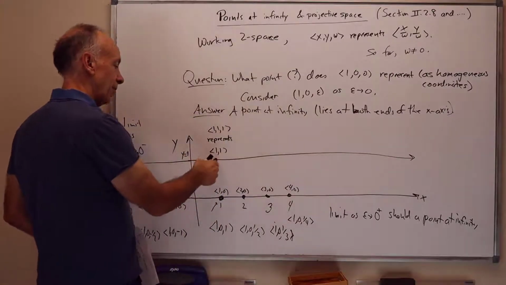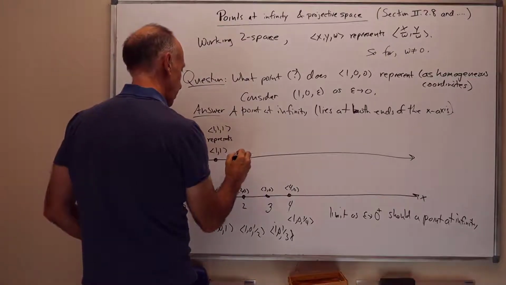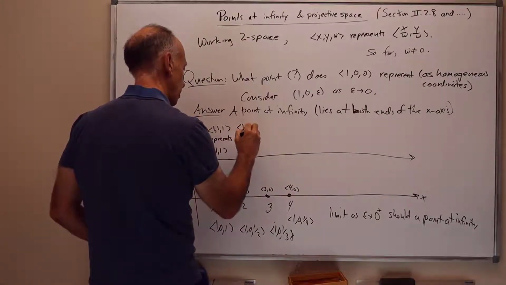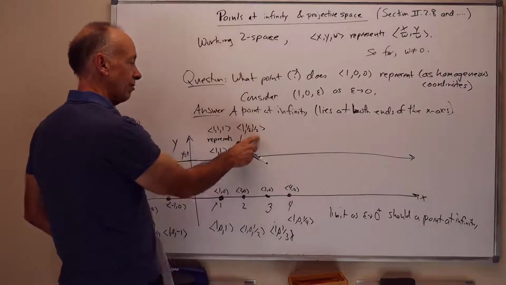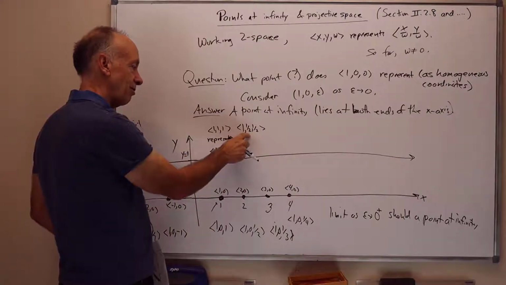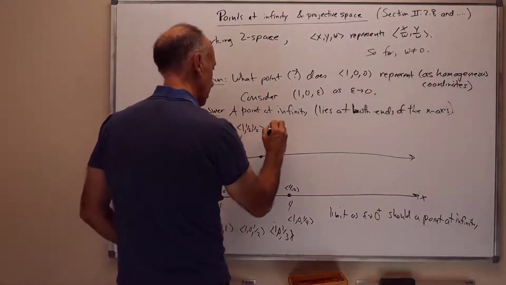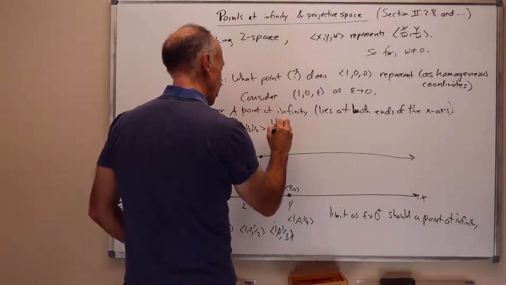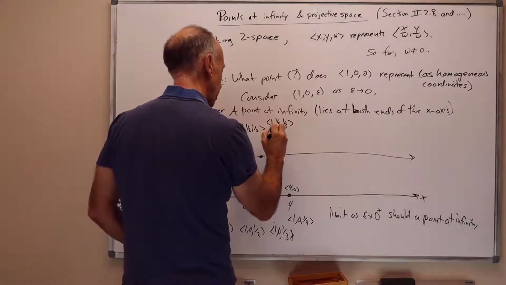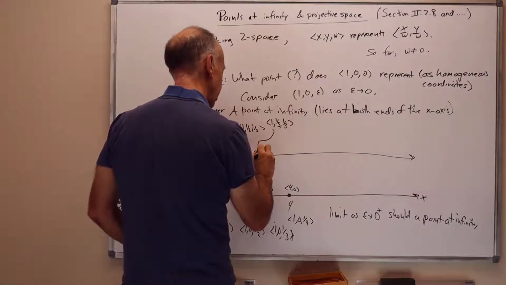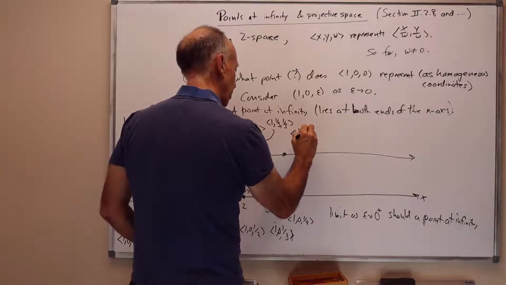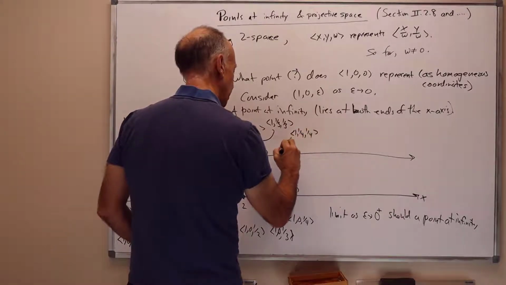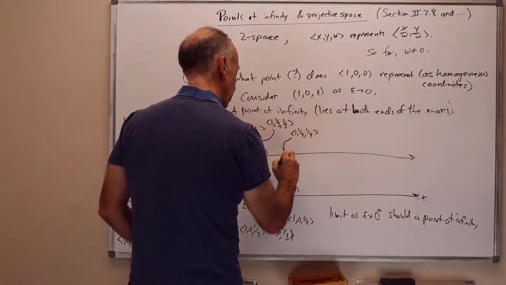Because we divide through by 1, we get 1, 1. If we take 1, 1/2, 1/2, this represents the point 2, 1, because we divide through by the w value, the 1/2, and we get 2, 1. If we take 1, 1/3, 1/3, this should represent the point 3, 1, and so forth. So here's 1, 1/4, 1/4, and it represents 4, 1.